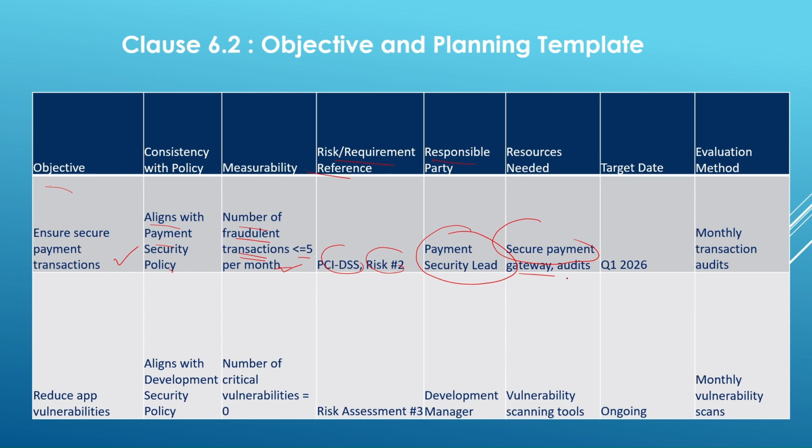Okay, and to meet this objective, what are the resources that you would need? You would need secure payment gateways, you would need audits, you would need people with the skill set, and so many others, you need the budget and so many things. So you can jot them down under the resources that are needed. Next, always ensure that you have a target date. In my document here, I have mentioned that it is Q1 2026. I'll be meeting this objective by then.